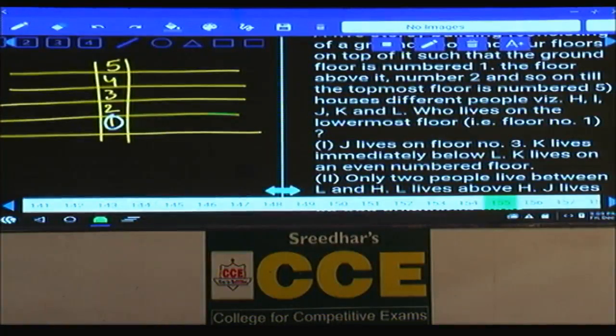J lives on floor number 3. K lives immediately below L, so K and L must be here. And K lives on an even number floor. As K lives on an even number floor, K cannot be on the 4th floor. Wait, K cannot be on the 2nd floor either. Why? If K is on the 2nd floor, L must be on the 3rd floor, which is not possible. As K cannot be on the 2nd floor, K must be on the 4th floor. If K is on the 4th floor, L is on the 5th floor.